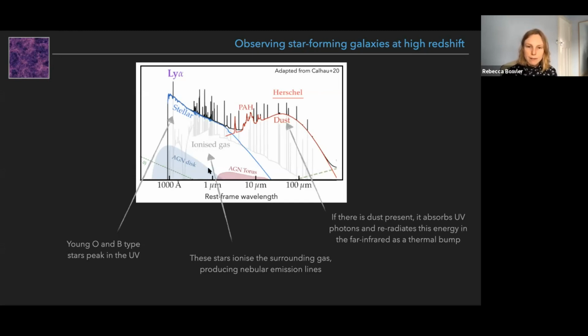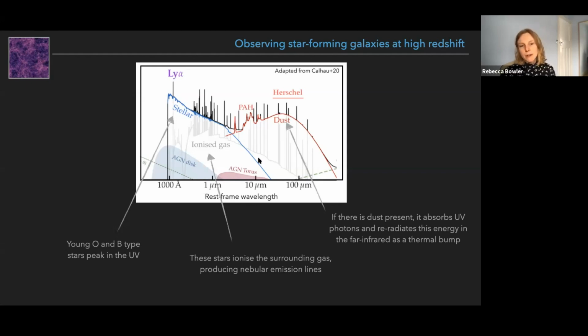If there was an AGN in this source, then for comparison, the AGN emission, so this is from the accretion disk, the hot accretion disk would look something like this blue bump here. And if there was a dusty torus in the AGN, it would peak around here. But I'm not going to talk about AGN today, so focus on the starlight.